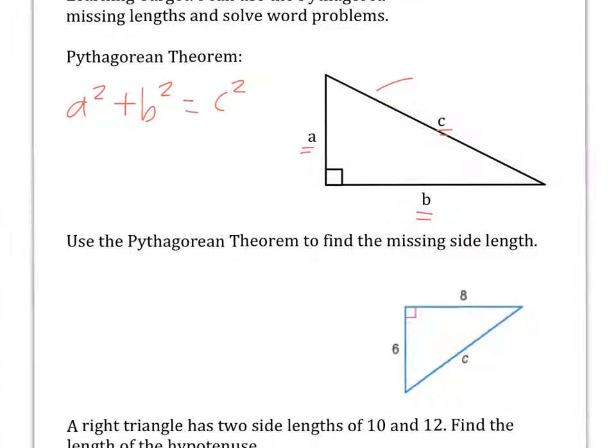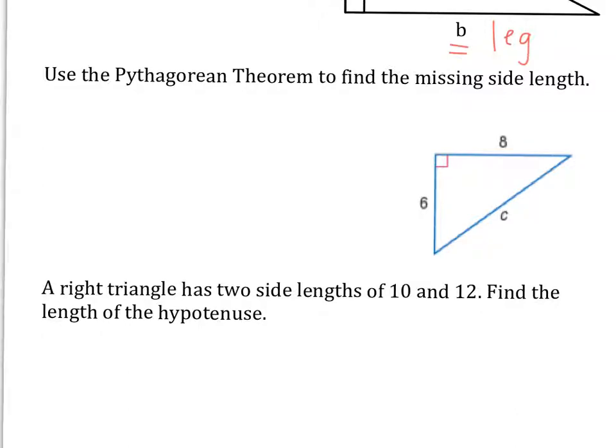Let's make sure we can write that a little bit better. And then a is a leg, and here it's typically the shortest leg, and b is also considered a leg, and it's the longer leg of a right triangle. So let's now take a look at a few examples using the Pythagorean theorem.